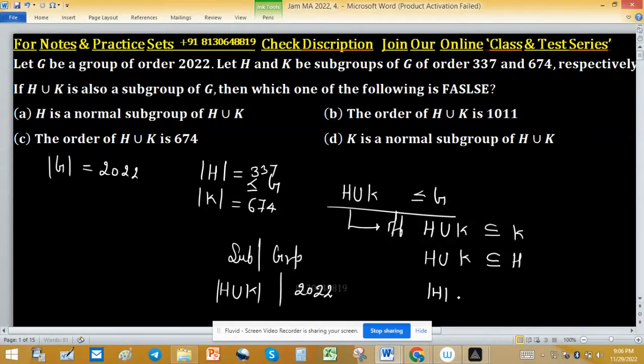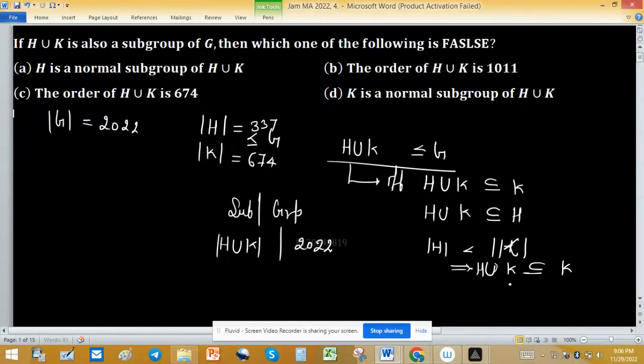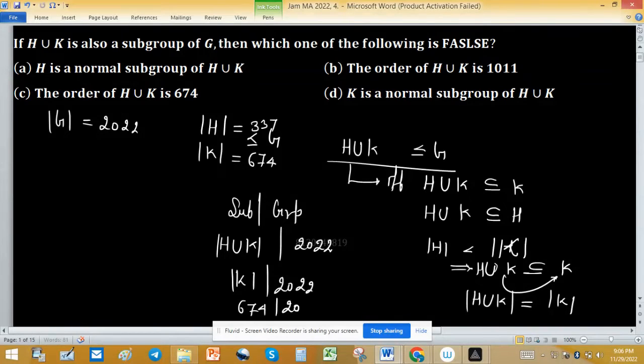As the order of H is less than the order of K, this implies that H union K is a subset or subgroup of K. It means that if these are subset and these are subgroup, then the order of H union K will be the same as the order of K. So the order of K will divide the order of the group, and the order of K is 674, which divides 2022.